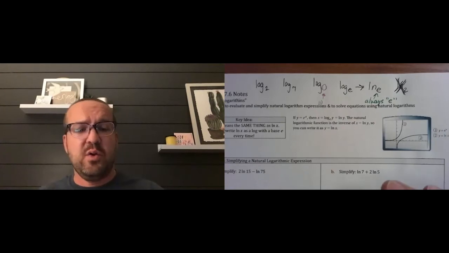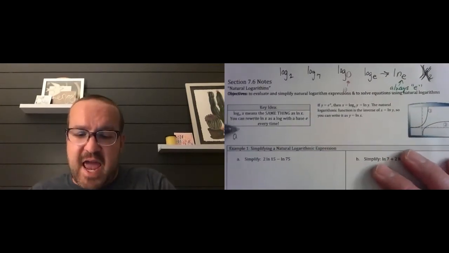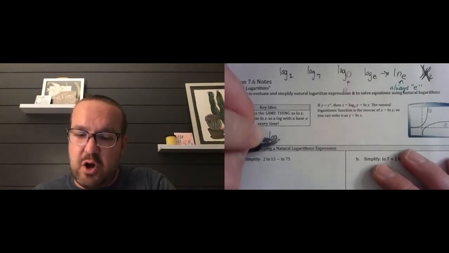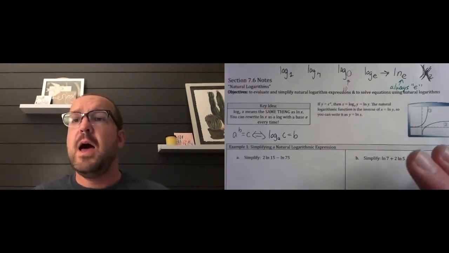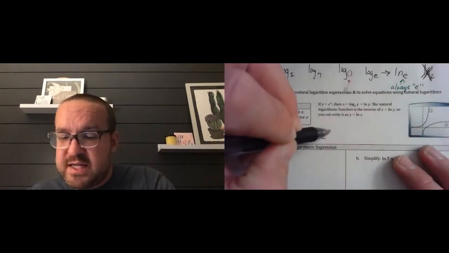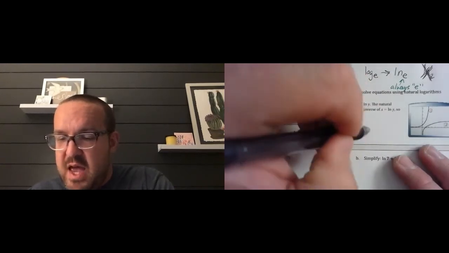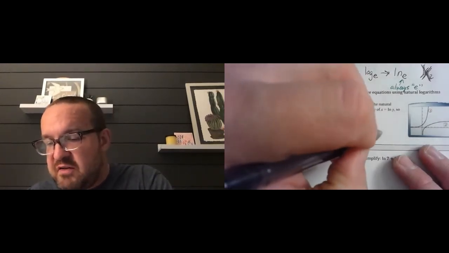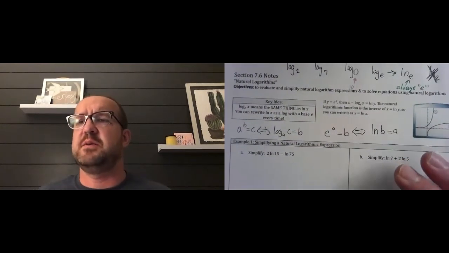Just a quick review: if I had a raised to the b equals c, that was the same as log base a of c equals b. But when I have e raised to the a equals b, that's the same as the natural log of b equals a. Let's explore this a little bit more here.